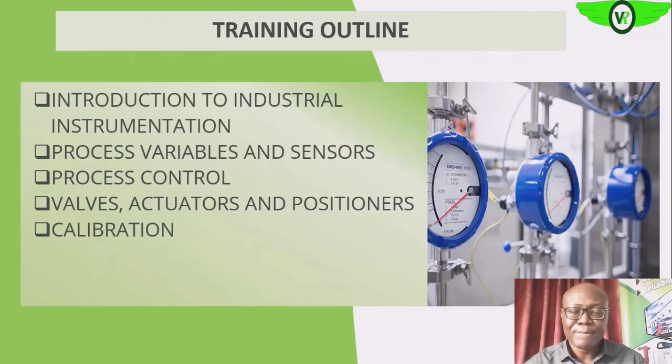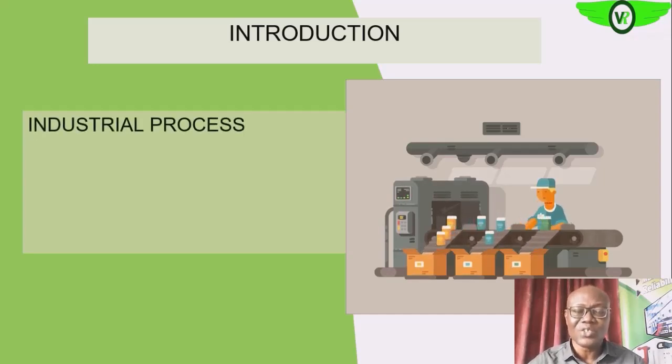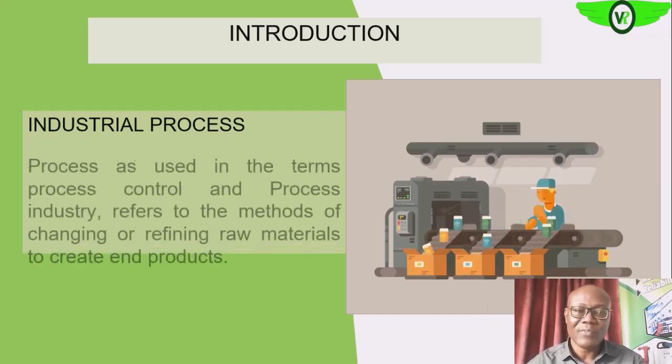So let us go straight into the first part now, which is the introduction to industrial process instrumentation. First, what we are going to look at is industrial process. So what is an industrial process? As you can see on the right of your screen, an industrial process is a series of steps that you need to undertake in order to get your final output that constitutes your process in that industrial environment.